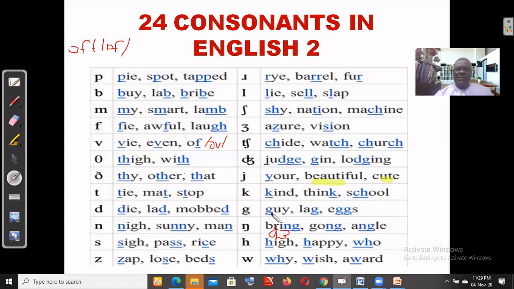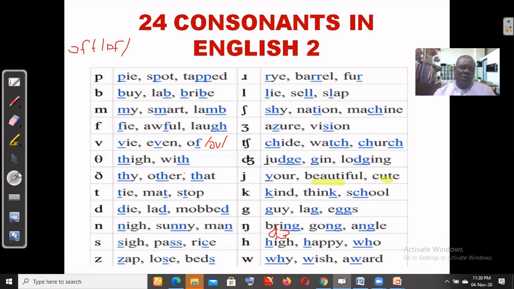The sound G is represented by the letter G in guy and in lag. But in the word eggs, it is represented by the letters double G. The sound ng is represented by ng in bring and in gong and in angle. The sound H is represented by the letter H in high, in happy, and represented by the letters WH in who. The sound W is represented by WH in why, by W in wish, and in award.